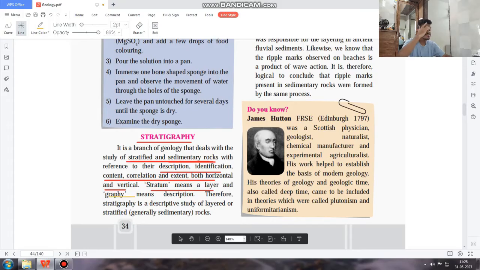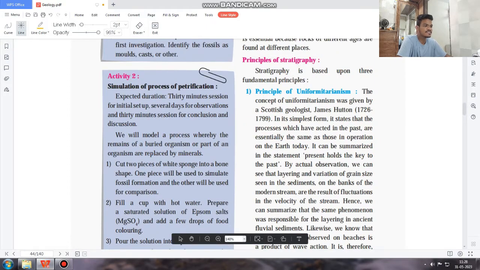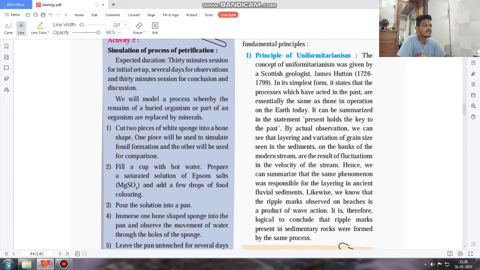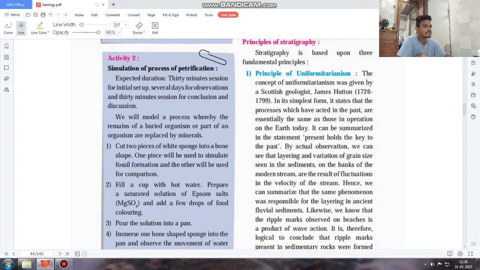Now inside stratigraphy we have to see three principles which are very important, and often one of these three has to come. First, the principle of uniformitarianism. I'll take dark blue. This principle was basically given by Scottish geologist James Hutton. You have to remember this principle.